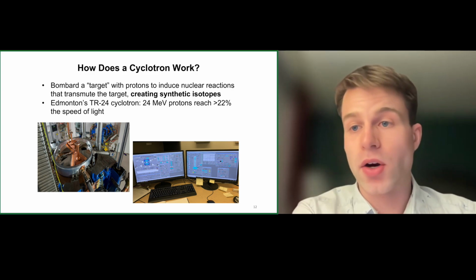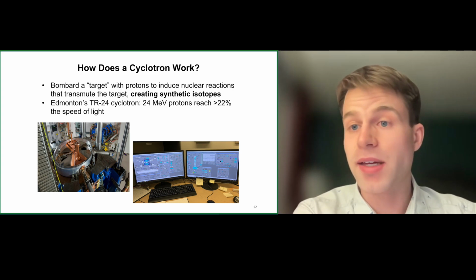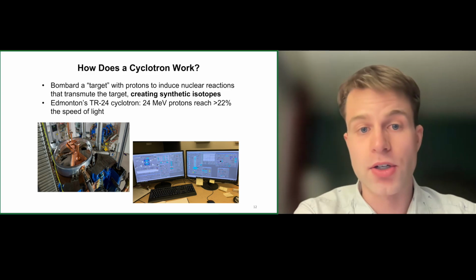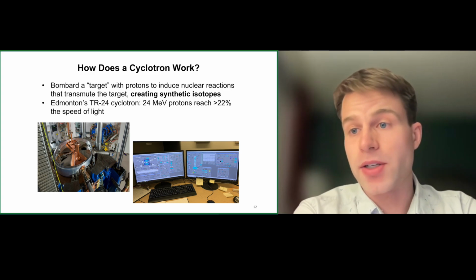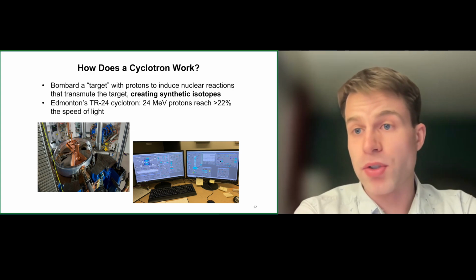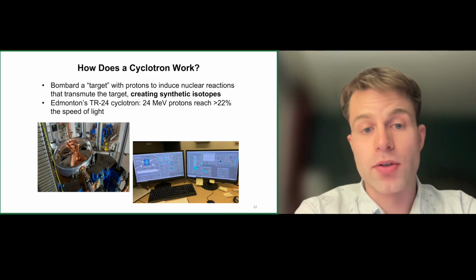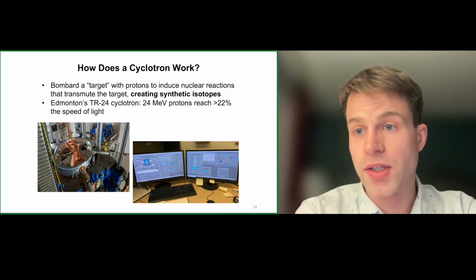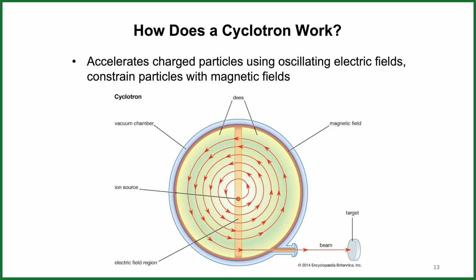We bombard a target with protons to induce nuclear reactions that transmute the target, creating synthetic isotopes that don't exist in nature. Our TR24 cyclotron accelerates protons to 24 mega electron volts, and this means the protons are traveling at nearly a quarter the speed of light. This is necessary to overcome the strong nuclear force holding the nucleus together so that we can induce the nuclear reactions. So how do we accelerate those protons?